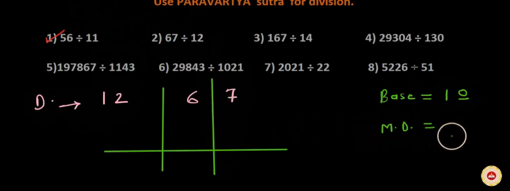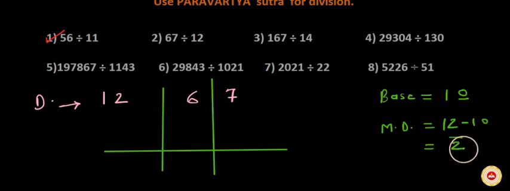Now let us calculate the modified divisor. How to calculate the modified divisor? First of all, calculate the deviation for the given divisor 12. How to calculate the deviation? Subtract the nearest base 10 from 12 itself. That means 12 minus 10 is equal to 2. Now this 2 is the deviation for the given divisor 12. Once we calculated the deviation, reverse the sign of the digits in the deviation.